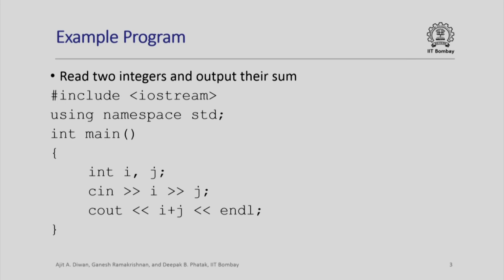So, let us look at a simple example program in C++. This just reads two integers and outputs their sum. If you see the declarations, we have declared two integer variables i and j, we read in their values and we output the sum of those two values. We need to include some library files in order to read in and output these integers, but for the moment we will ignore those libraries and just concentrate on the declarations in the program.